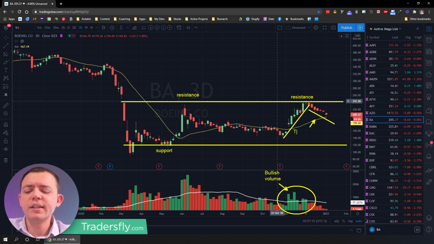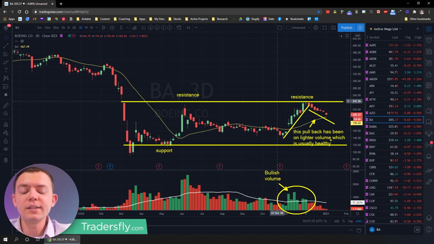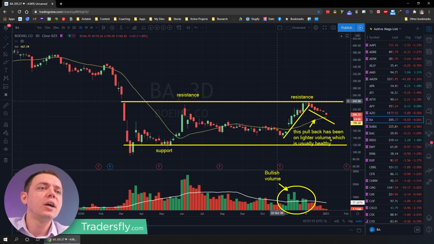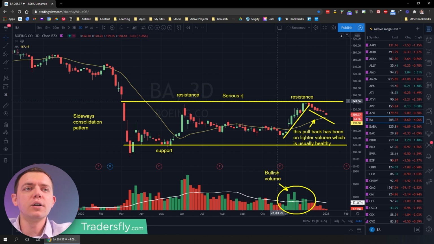Here it is. This pullback has been on lighter volume, which is usually healthy and good. So in that case, I am bullish on the longer term. I think longer meaning like a couple of years in this case. But shorter term, what you'll notice is you are in this sideways consolidation pattern. So we've been moving sideways. 243 has been serious resistance here, and that's a bit of an issue.